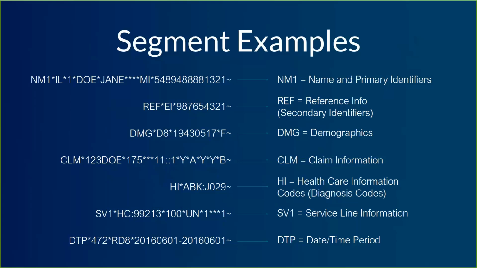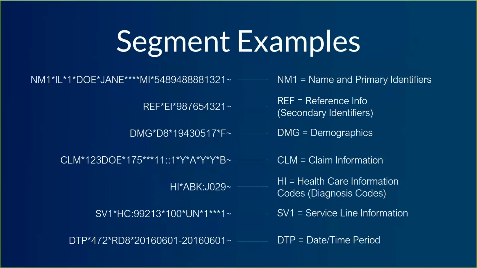Next down, a DMG is a demographics section. That's pretty self-explanatory. CLM, claim information. Now, one thing that's a little bit misleading about this one is that we might be tempted to think that the CLM segment will contain everything in the claim, but that is not the case.